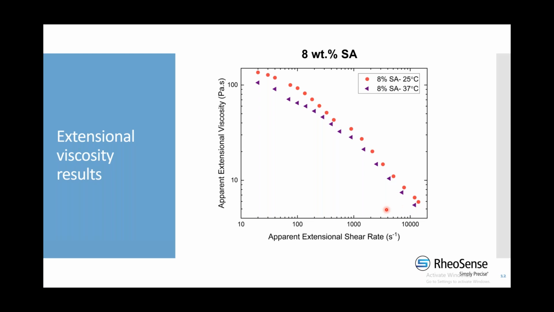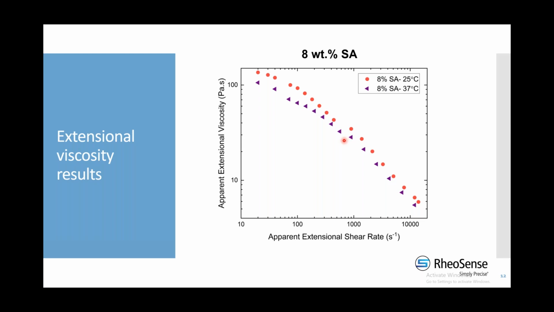This figure shows the extensional viscosity as a function of extensional rate for 8% sodium alginate at varying temperatures of 25 and 37 degrees Celsius. The temperature control system connected to e-VROC allows us to precisely control temperature and perform experiments at different temperatures. In general, as the temperature increases, the viscosity decreases, and for the bioprinting application, this is advantageous. Since the viscosity can change with temperature, it can be more compatible with 3D printing requirements.